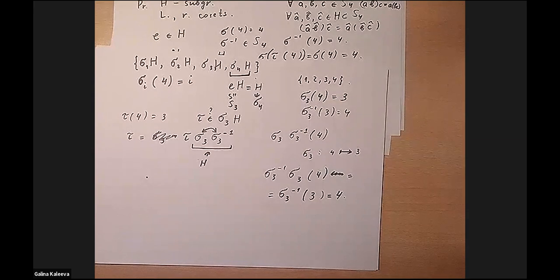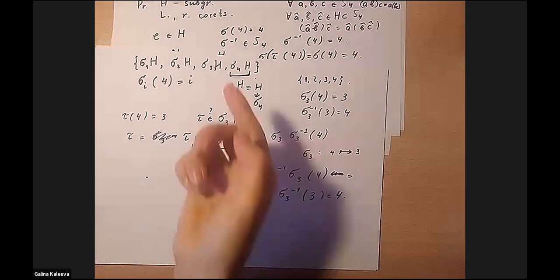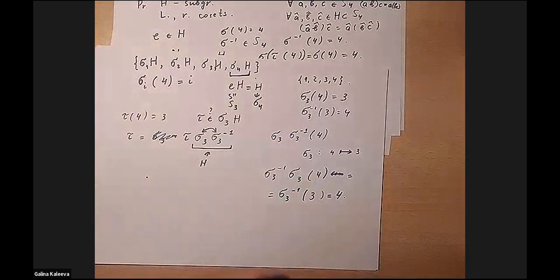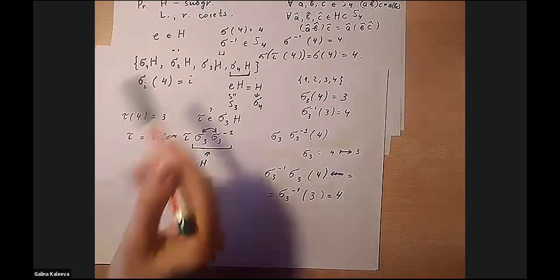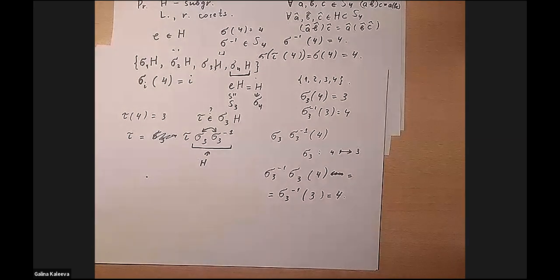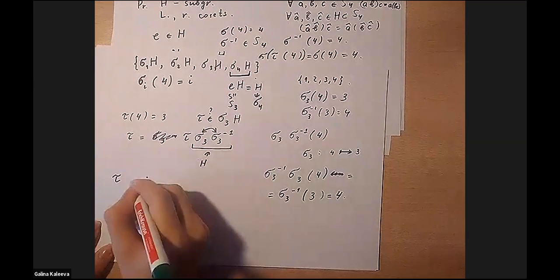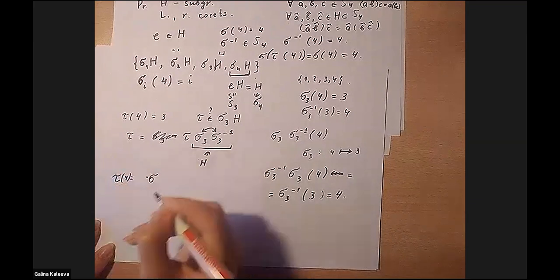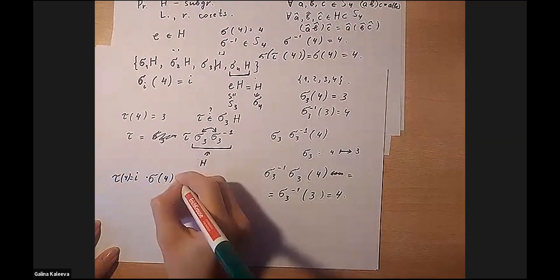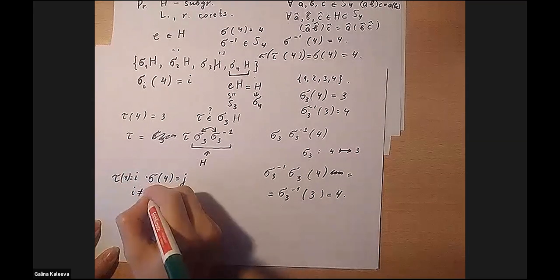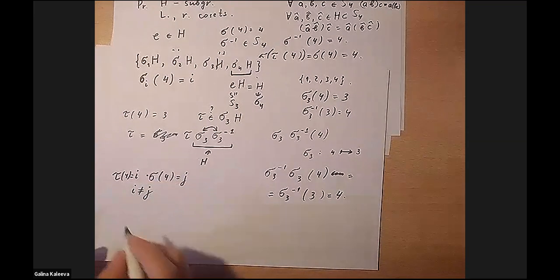Some other questions? No questions? Okay, so what did we show? We showed that every element which acts in the same way on 4 belongs to this particular coset. It doesn't matter that we've shown it for 3, we can do the same thing for 2 and for 1, right? But we have to prove that these different kinds of elements cannot belong to the same coset. Let's imagine that we have tau and sigma. Tau of 4 equals i, and sigma of 4 equals j, and i doesn't equal j.